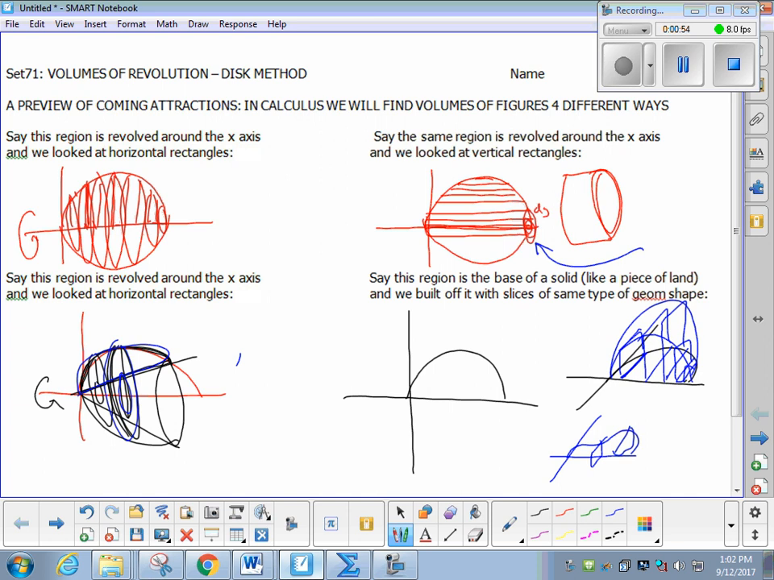And then the last case is if the region was the base of a figure, and then you built off of it, you would get different volumes. Now these are all things we'll learn this year, but the only one I'm going to do today is the first case, the disk case.